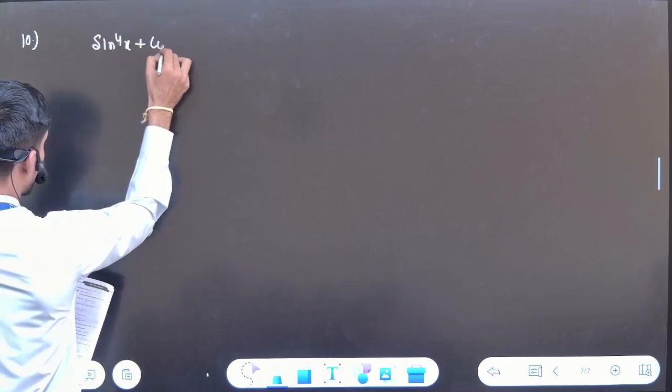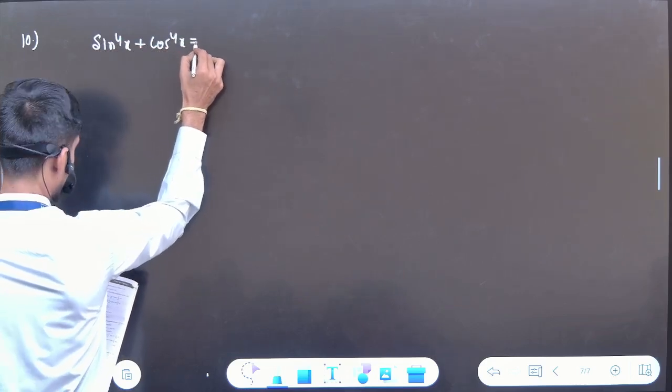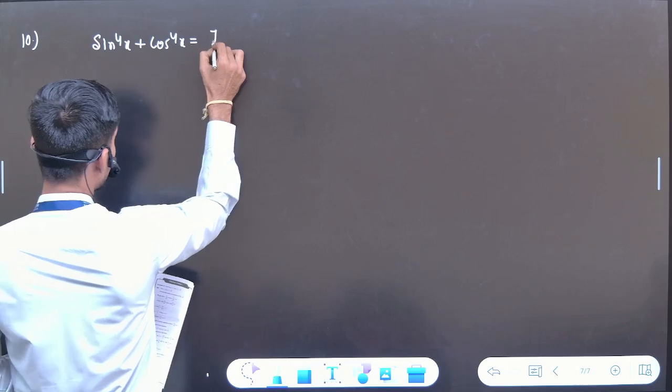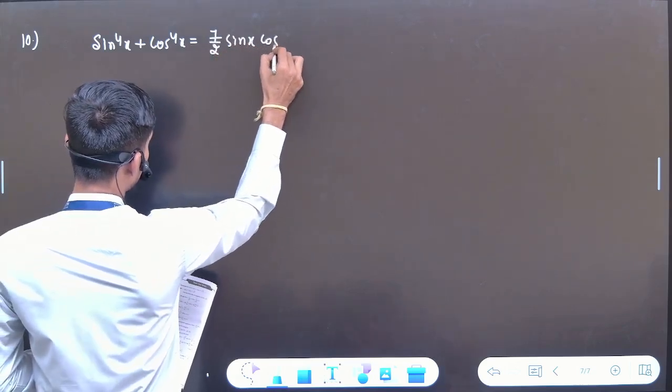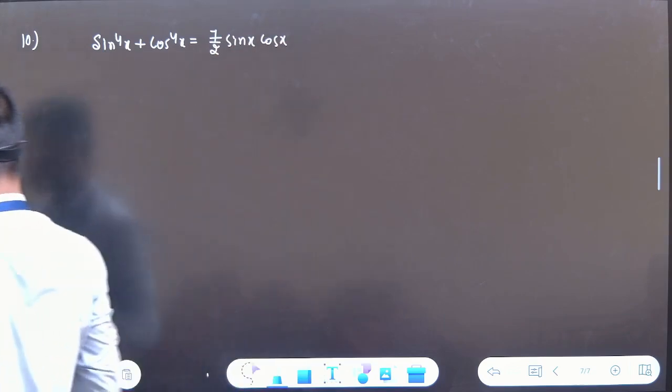sin^4 x plus cos^4 x is equal to 7/2 sin x cos x.